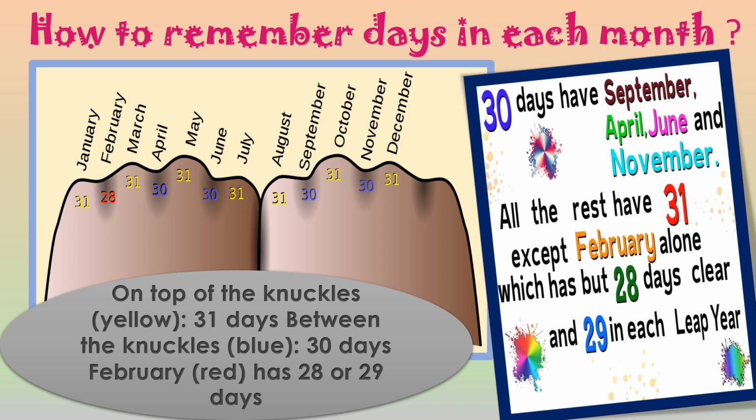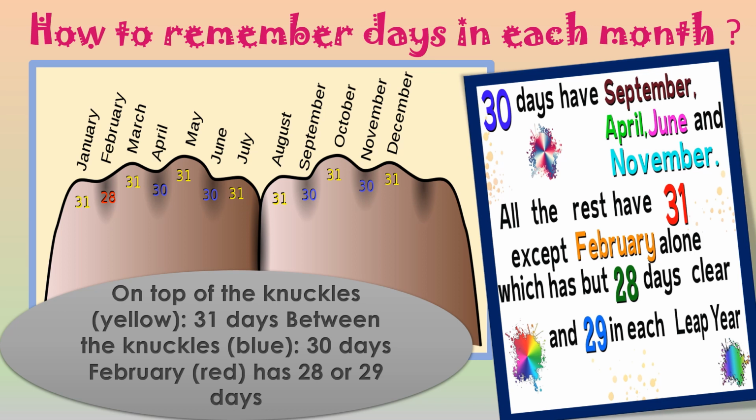Now students, how to remember days in each month? There is an easy way to remember. The first month is January and the last month is December. Count the months on your knuckles. All the months on the knuckles have 31 days and the months between the knuckles have 30 days.